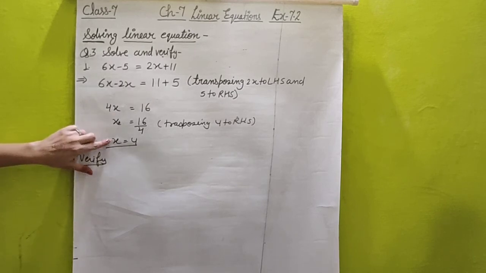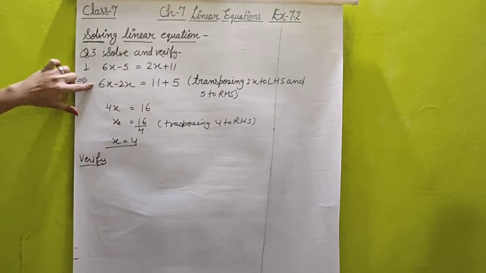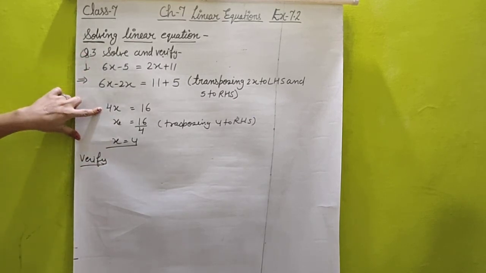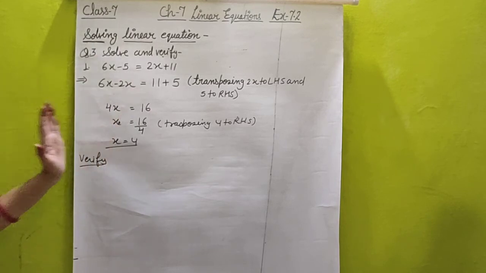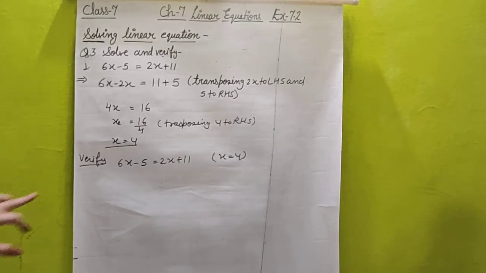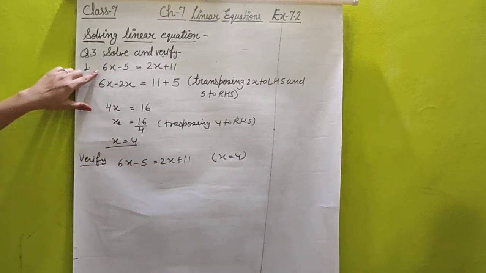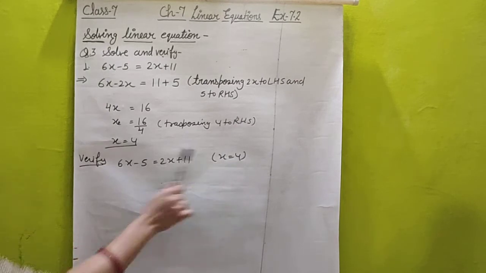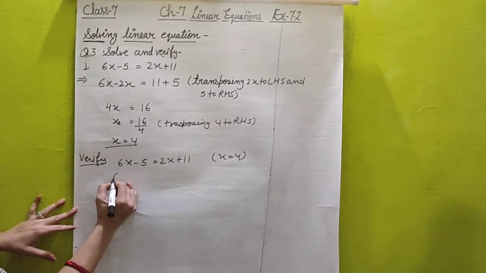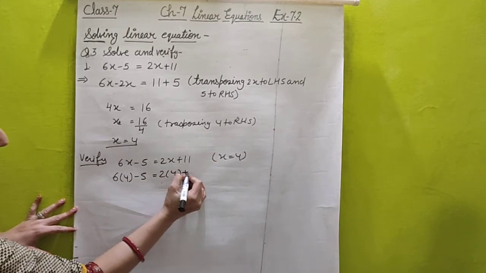We will put this x is equal to 4 in the given equation. Here you can put, here you can put, and here also you can put. When LHS and RHS are equal, then the verification will be correct. Students, now 6x minus 5 is equal to 2x plus 11. This one I have taken, and x is equal to 4. I will put it on both sides. 6 multiplied by 4 minus 5, and 2 multiplied by 4 plus 11.